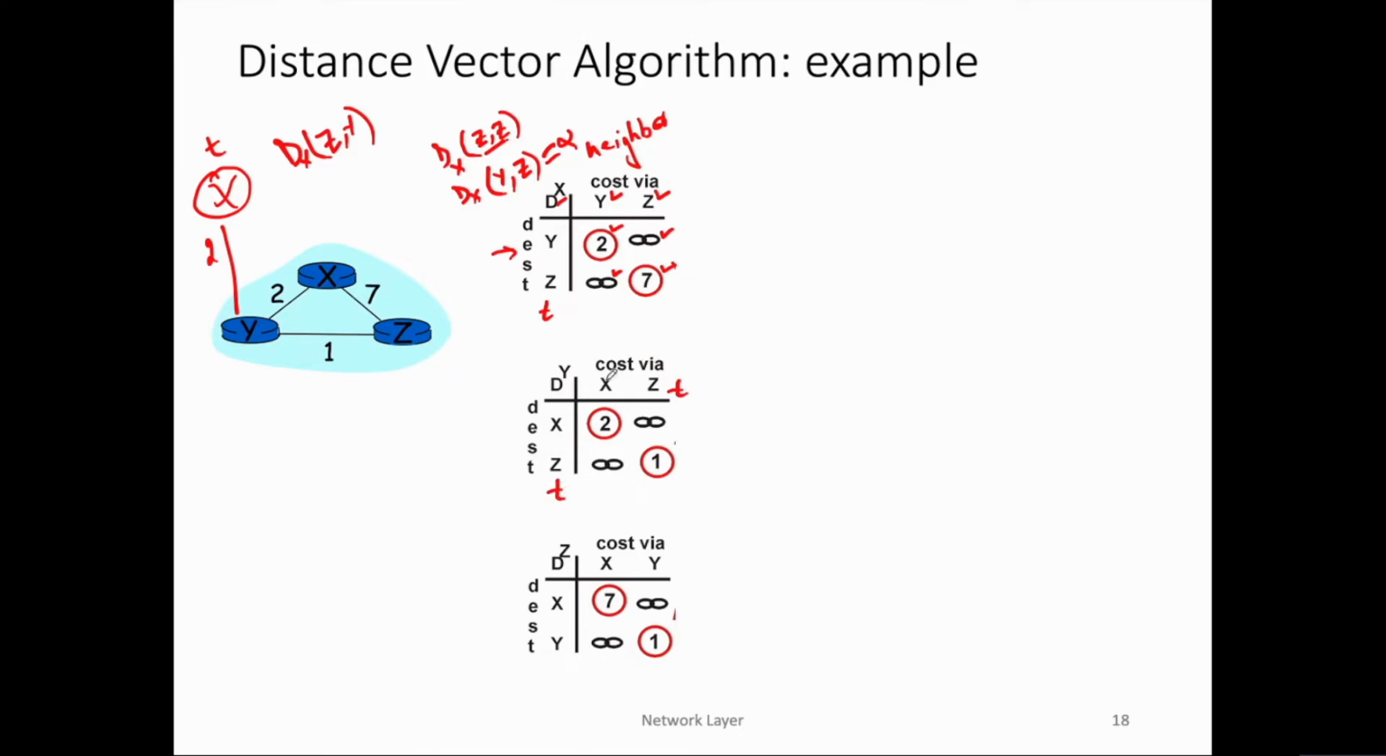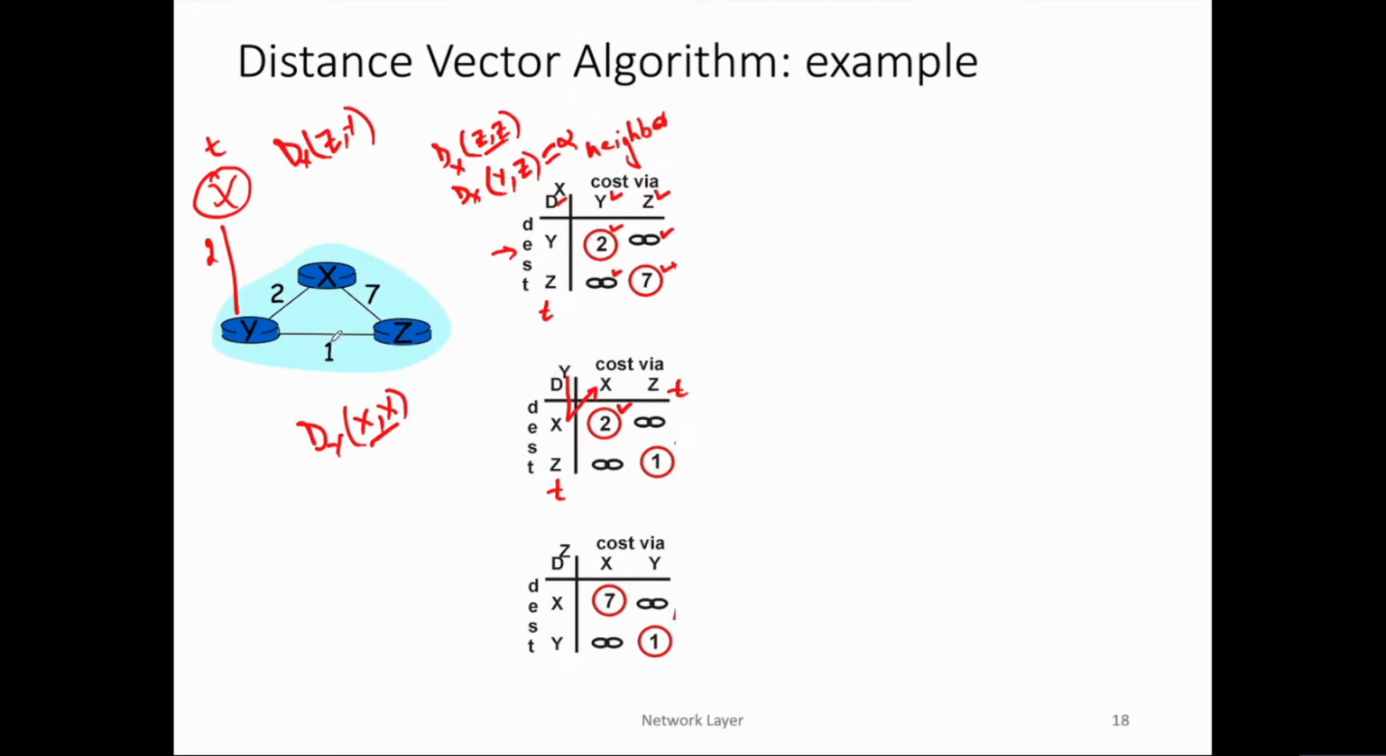Okay, so what do you think was the cost to reach from y to x via x, meaning x being the direct neighbor? This is the distance to reach from y to x via x. So the cost to reach from y to x via x is 2. We know this because it's an adjacent node, so it's known. Similarly, what's the cost to reach from y to z via z?